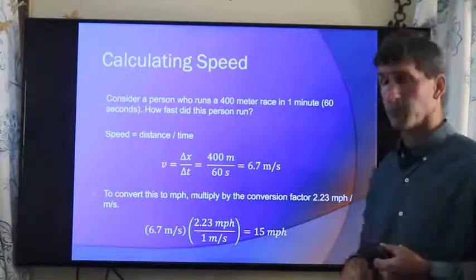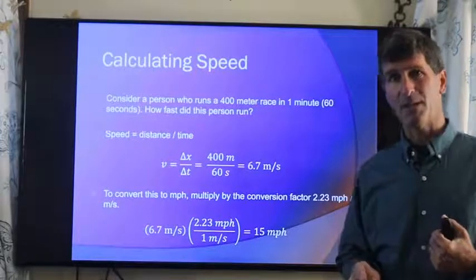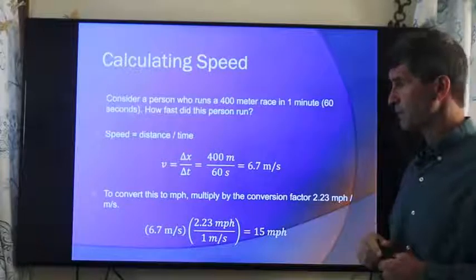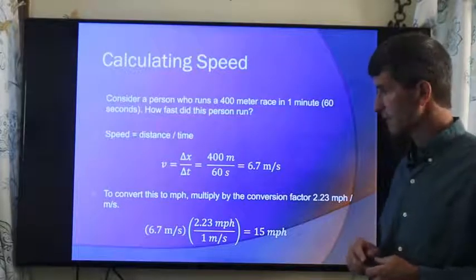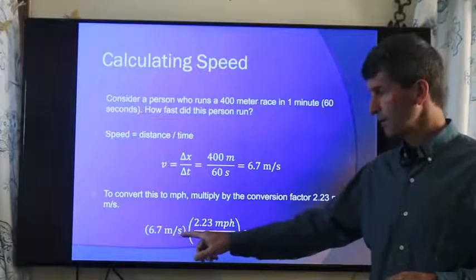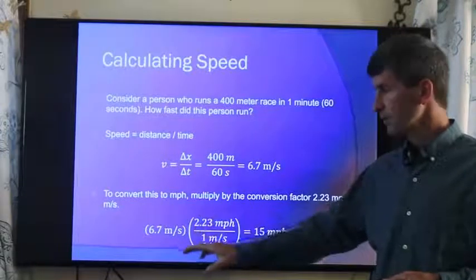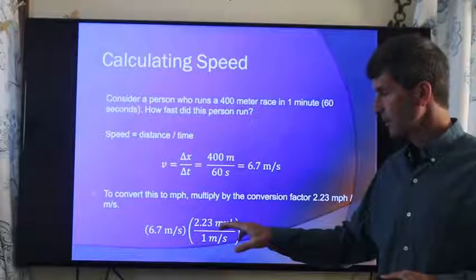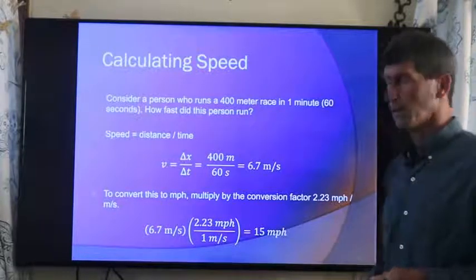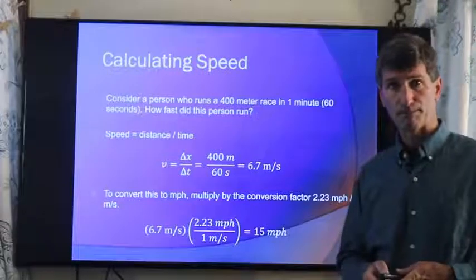About the fastest that a person can run is roughly about 10 meters per second, about 22 miles per hour. Convert this into miles per hour. Remember, anytime we do a conversion, we want to take the units that we start with, multiply by a conversion where the units we want to convert to is on top, and the units that we want to convert from is on the bottom. That's about 15 miles per hour.